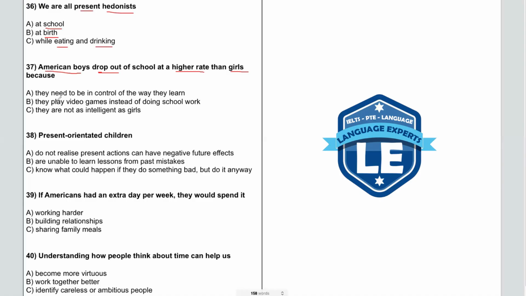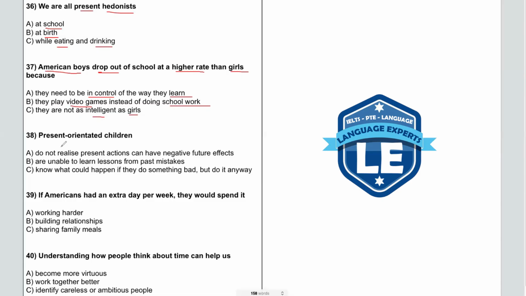Our answer options: A, they need to be in control of the way they learn. So here I want to see in control and learn. Need to be is not necessary because I'm listening already for these specific terms. B, they play video games instead of doing schoolwork. Now in this case, again, I know that video games can be played, so I don't need to underline this verb. And C, they are not as intelligent as girls. Okay, great. Let's look at number 38.